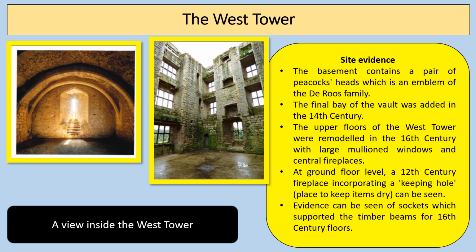Now, if you go inside the West Tower, the basement contains a pair of peacock heads, which is an emblem of the Roos family, and the final bay of the vault was added in the 14th century. The upper floors of the West Tower were remodelled in the 16th century with large mullioned windows, again reflecting that domestic role, which you can see there, and central fireplaces. So you can see those fireplaces, and they give you a good perspective on the different sort of floor layout and different sort of room layout. At ground floor level, a 12th century fireplace incorporating a keeping hole, which is a place to keep items dry, can be seen. And evidence can be seen of sockets which support the timber beams for 16th century floors.